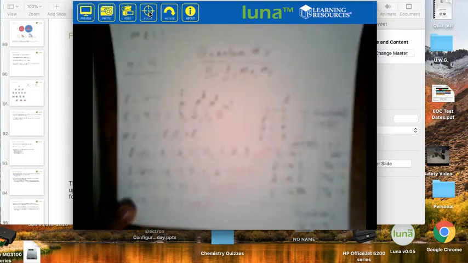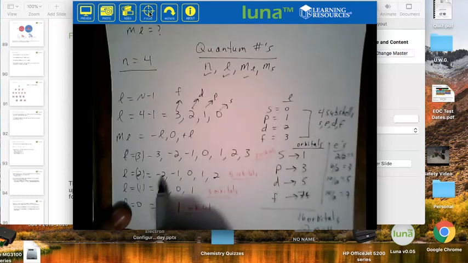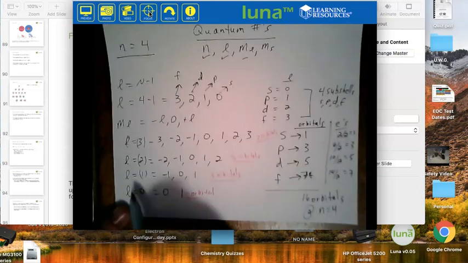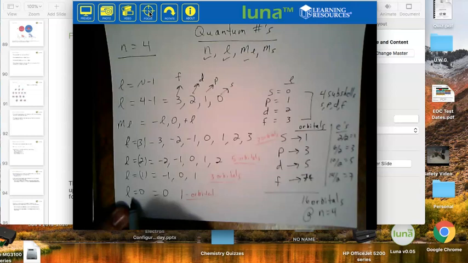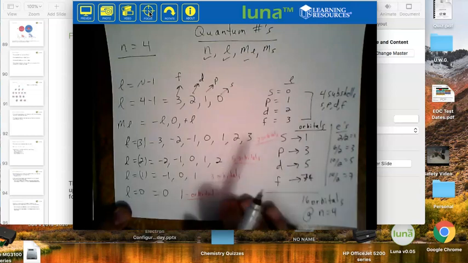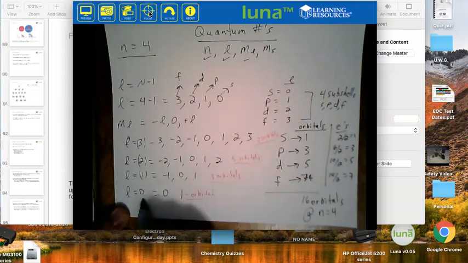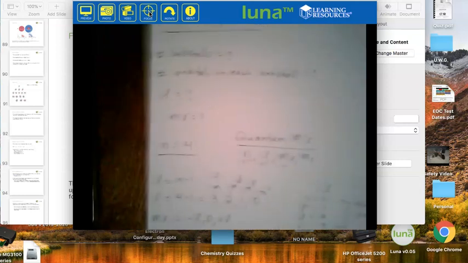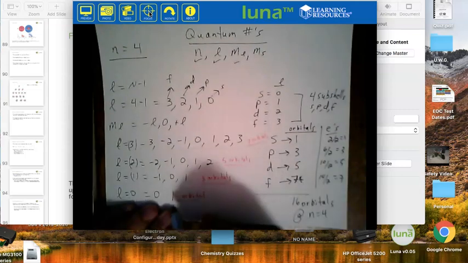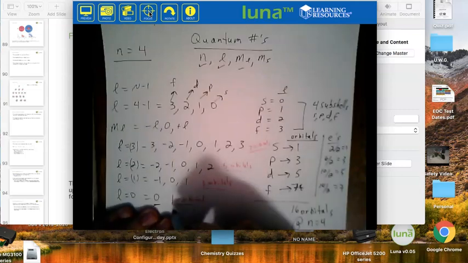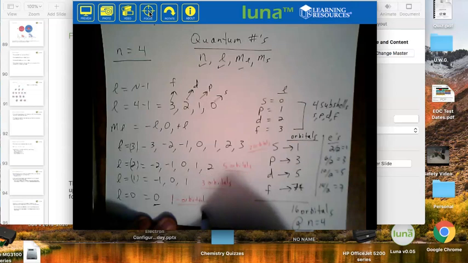For L equal to 2, it's negative 2, negative 1, 0, 1, and 2. For L equal to 1, it's negative 1, 0, and 1. For L equal to 0, it's 0. All right, so we know L equal to 0 is S, right? So, isn't there one number there? That represents one orbital. S has one orbital.